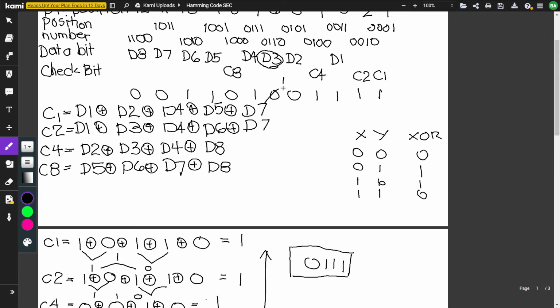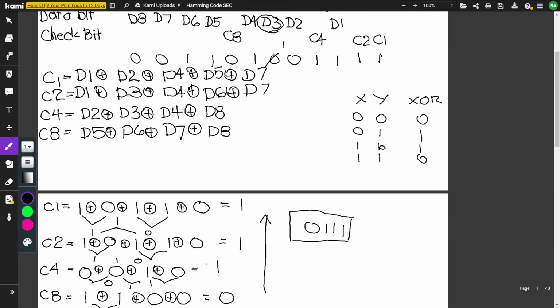Okay, since the error is in D3, for a shortcut, not to recompute everything again, you have to look here at which of the check bits C1, C2, C4, and C8 has D3. So as you can see, we have C2 and C4 only, which has D3. So we have to recompute it. Okay, so let's go back.